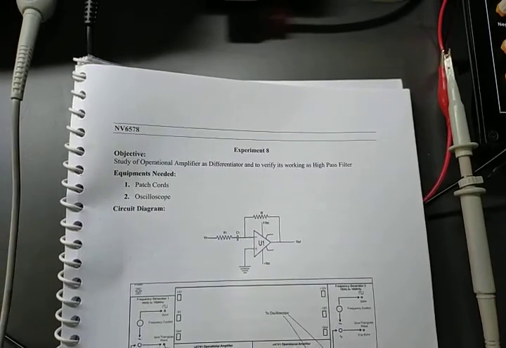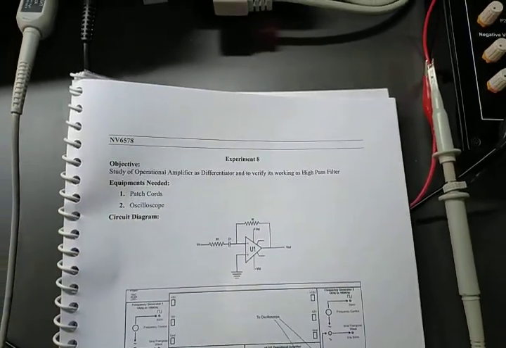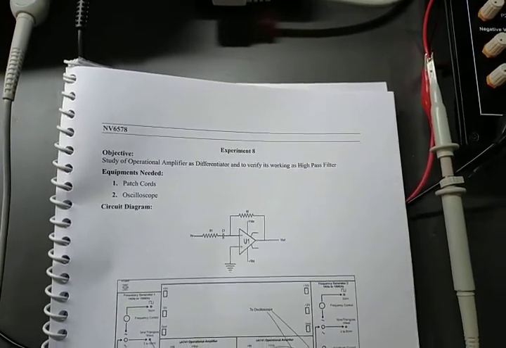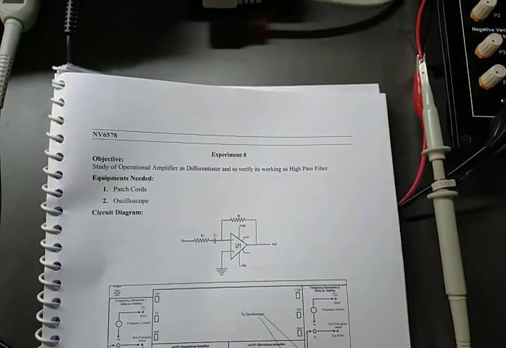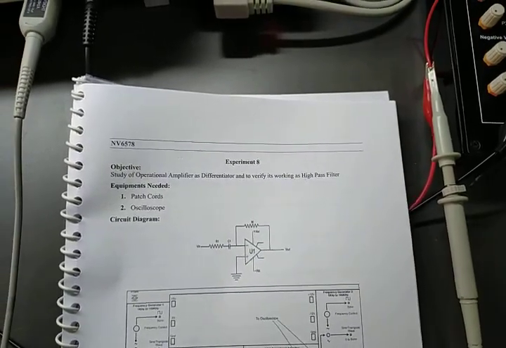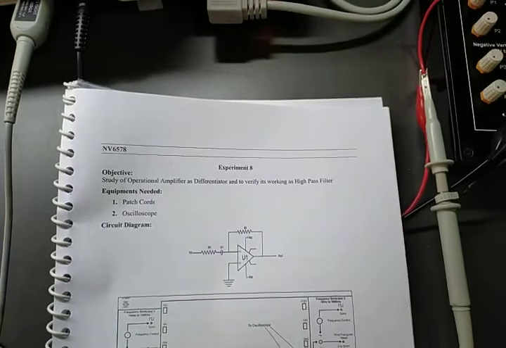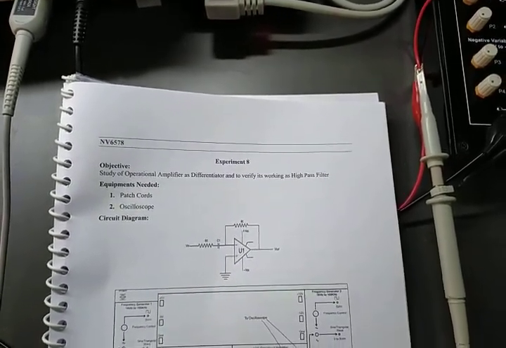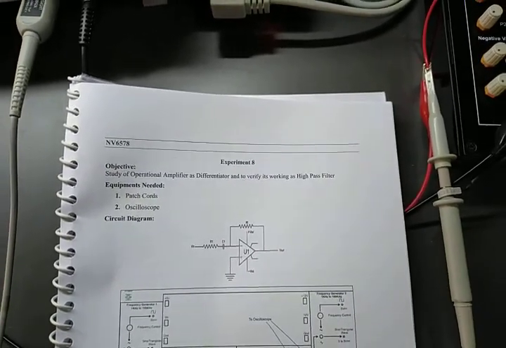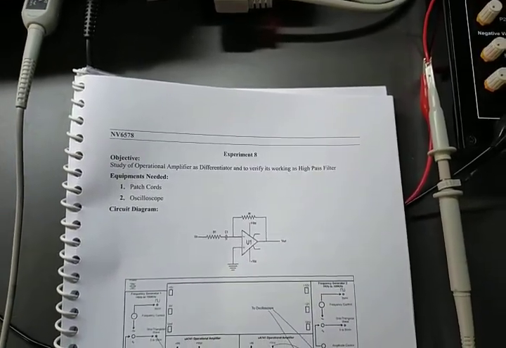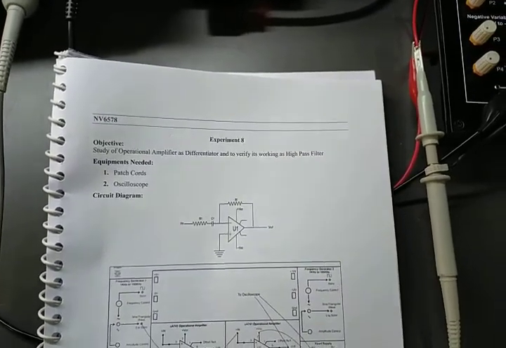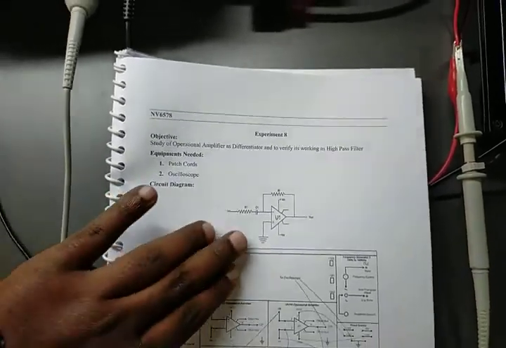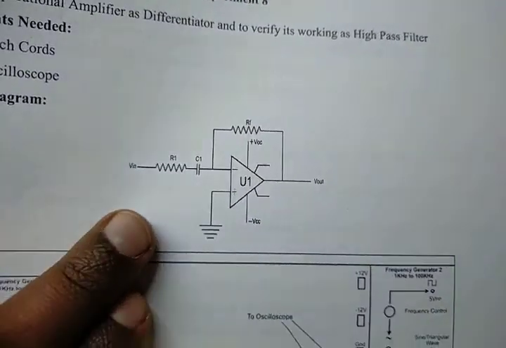Operational amplifier as differentiator. Differentiator is a type of mathematical differentiation. As we know, it takes the input signal and shows the differentiated signal at the output. As you can see, this is our circuit.